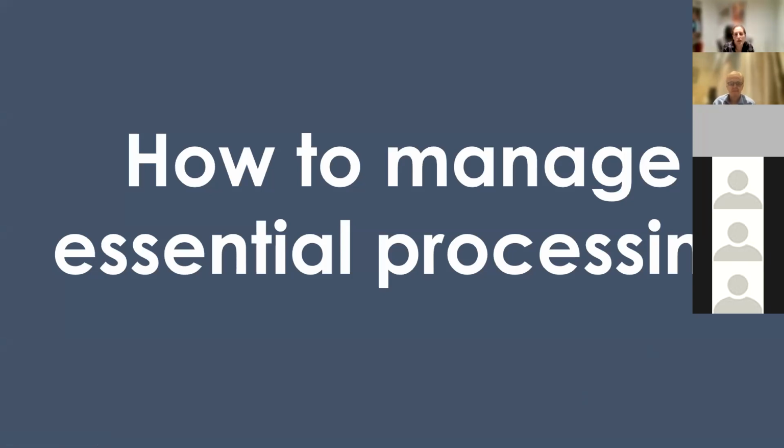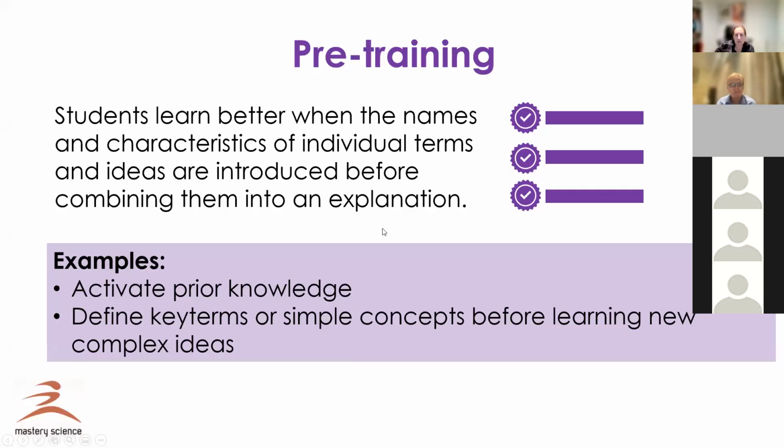All right, so we're continuing. We've got another 2 to look at. This is how to manage essential processing, how we're going to help them begin to build up those mental models. The first one we're going to look at is pre-training. When you introduce some complex material, it's a good idea to introduce key terms or simple concepts that are going to help them build a model of the new material before you do that. We've done this in Complete Mastery. One of the ways you can do it is to activate prior knowledge by doing an activate task first of all. So let's have a look at a couple of examples.